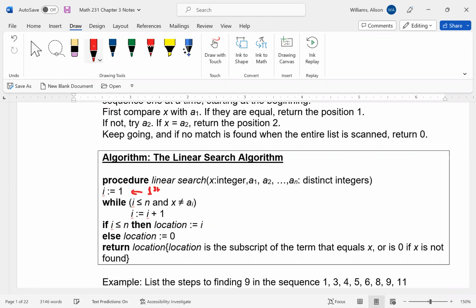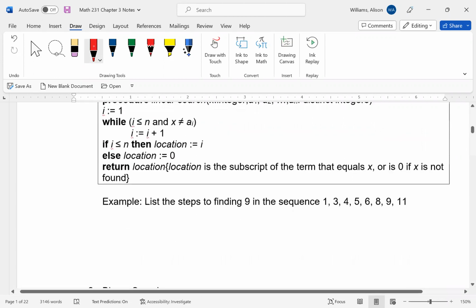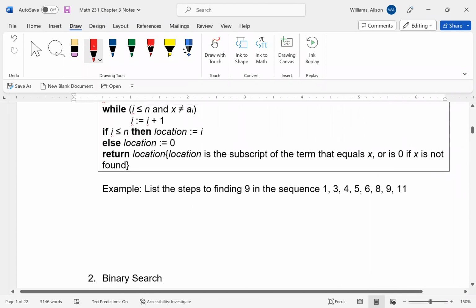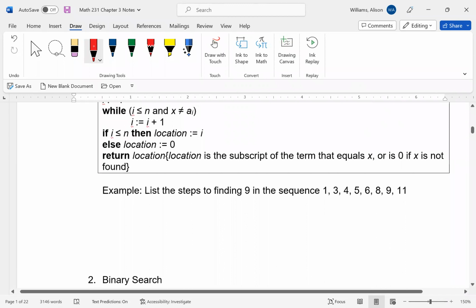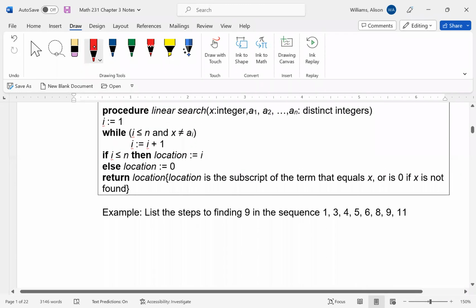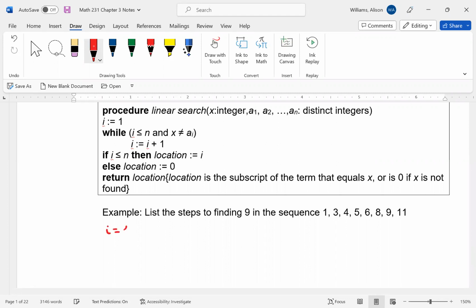Okay, so let's look at an example. List the steps to finding 9 in the sequence. Okay, so let's go ahead and go through this. We're going to do a linear search. So we start with the first term. When we go through these steps, we're going to check each one, and computer wise, we're going through location after location after location. So first place we start, we always start with the first one. So looking at the first term, we're trying to find 9 in the sequence.